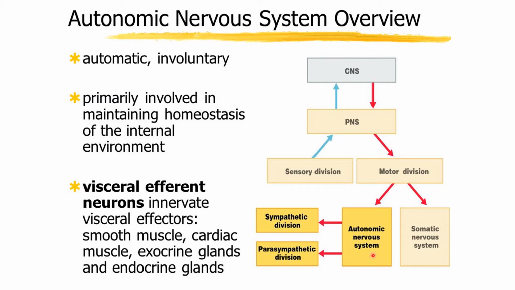So this is primarily involving homeostasis of our internal environment. Like I said, these are going to be visceral efferent, so we're talking about the motor component that's going out to innervate our smooth muscle, cardiac muscle, and all of our glands.